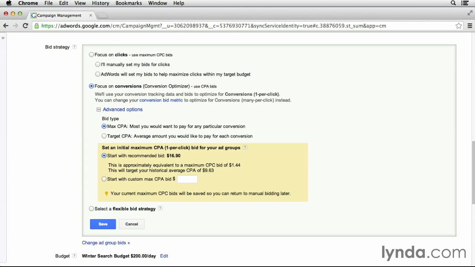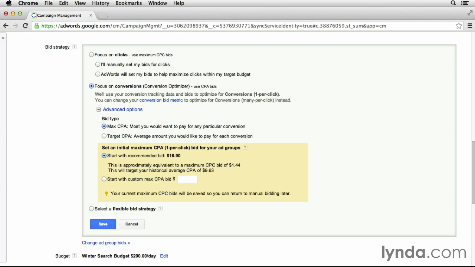To use the Conversion Optimizer, you need to head over to the bidding options settings at the campaign level. And remember, changes you make here will affect all the ad groups in this campaign. So, as always, it's important that you spent the time early on organizing your account well.